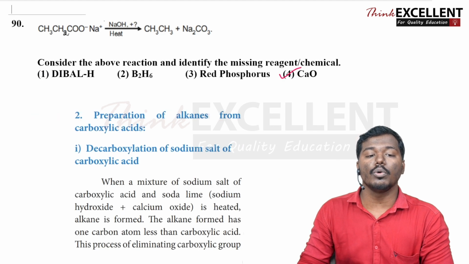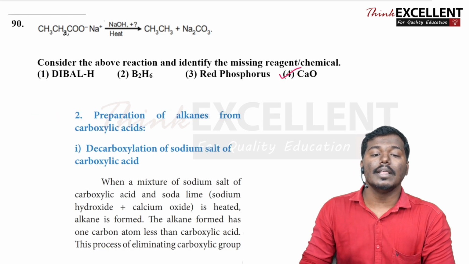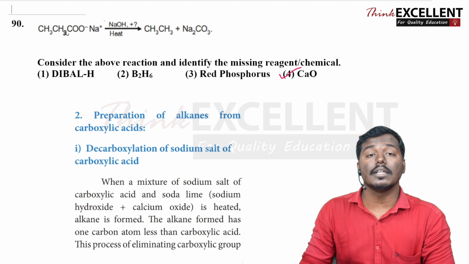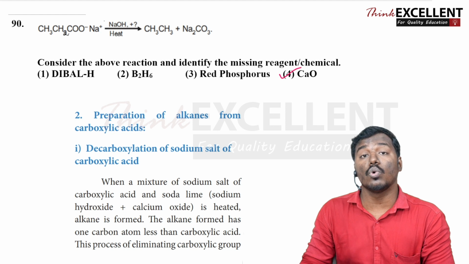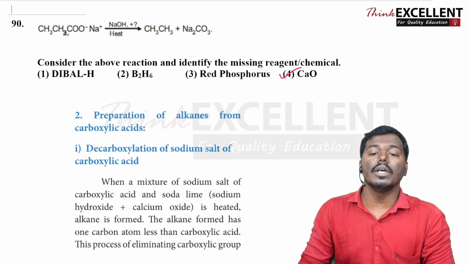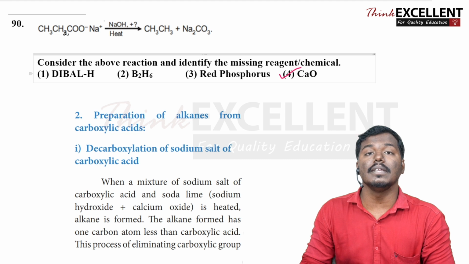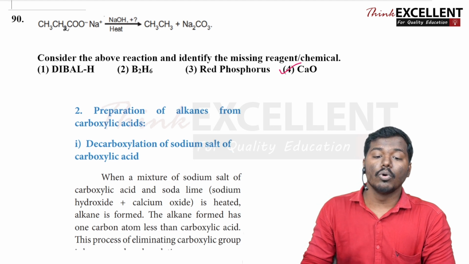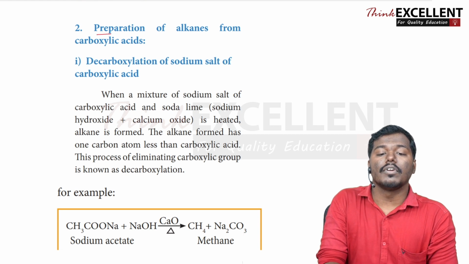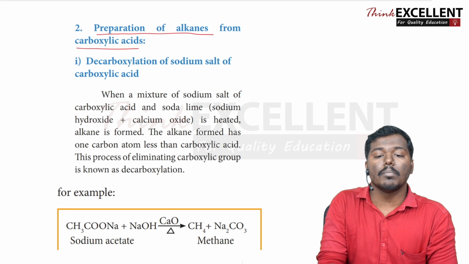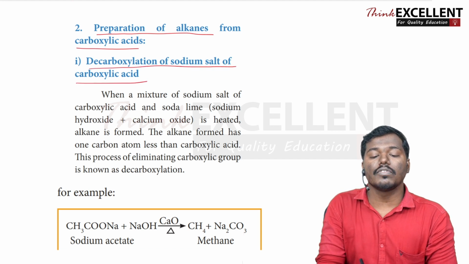Okay, so next we are going to question number 90. You can see here they given a sodium salt, that is sodium propionate kuduthirukanga. When it is reacting with sodium hydroxide and another reagent, when you heat that, you will be getting the ethane molecule which is formed and another byproduct, that is sodium carbonate. So the end reagent kuda react pannudhu appdi nama kandupidikkom, the missing reagent or the chemical. Idhiyo nama book la padichirukom. In the hydrocarbons, the preparation of the alkanes from carboxylic acid, that is the decarboxylation of sodium salt of carboxylic acid.